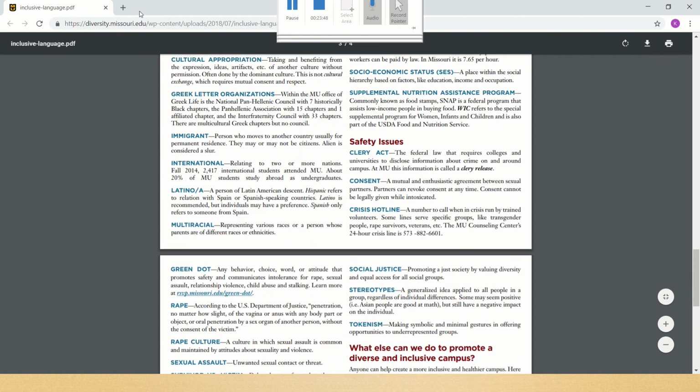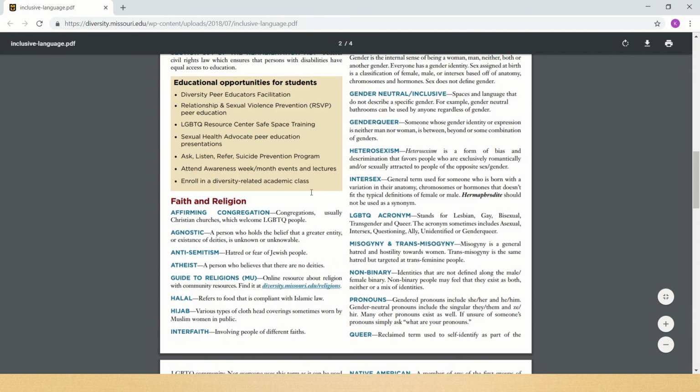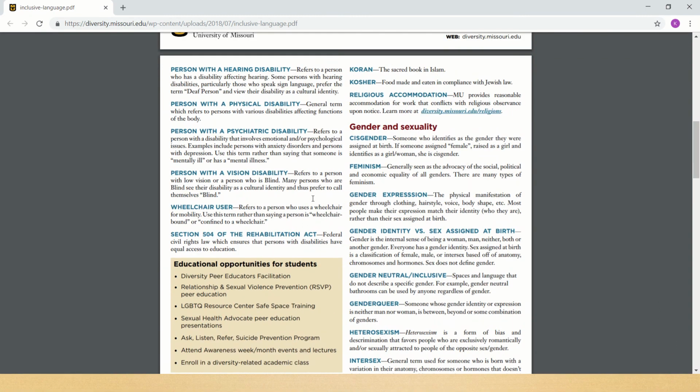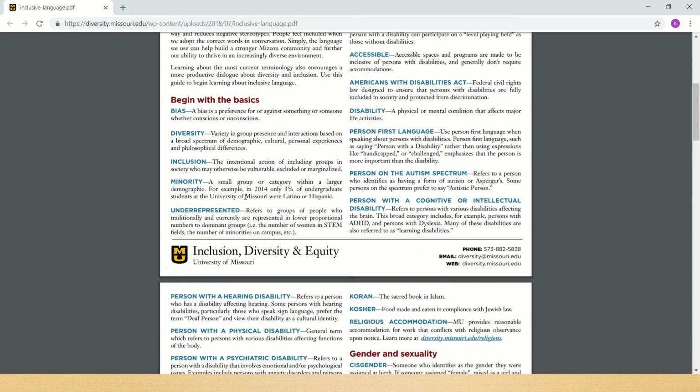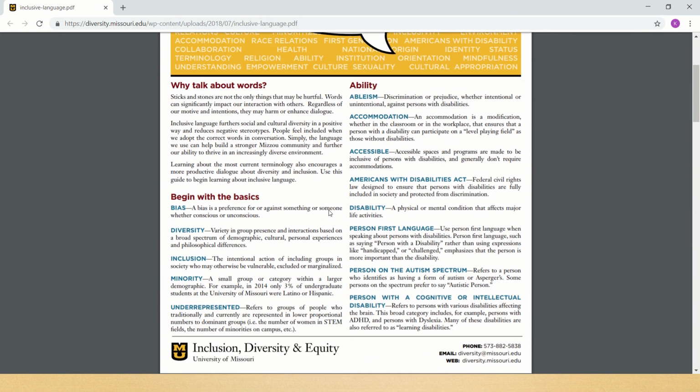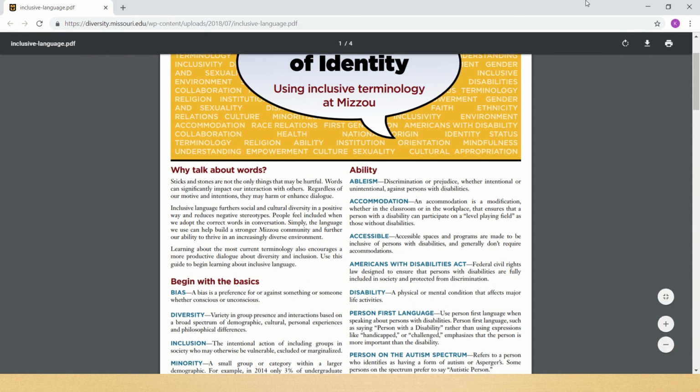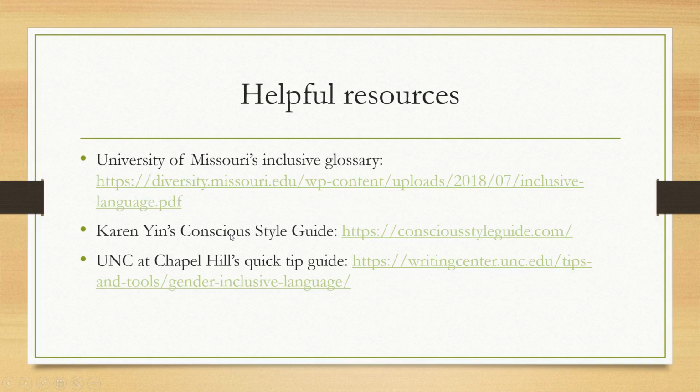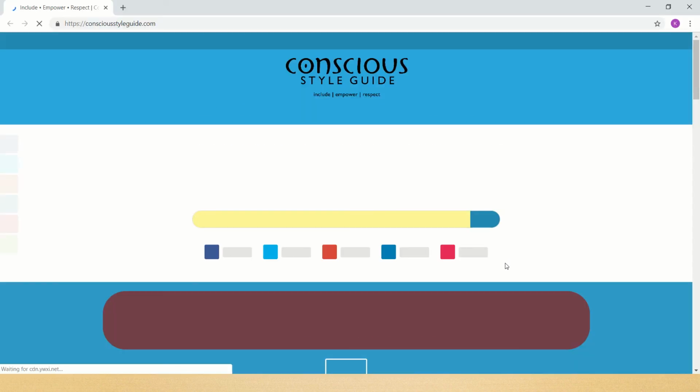This is a really good website to go ahead and bookmark, and to rely on as copy editors, or really just as casual readers. This is some very helpful information, some very helpful definitions to use. So next is Karen Yin's Conscious Style Guide. This is really cool too. Hopefully it doesn't take as long to load as the first one.